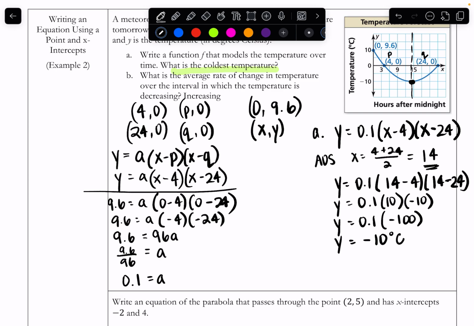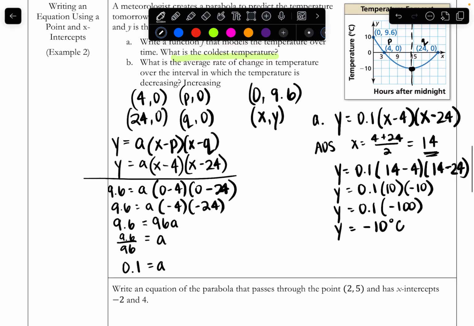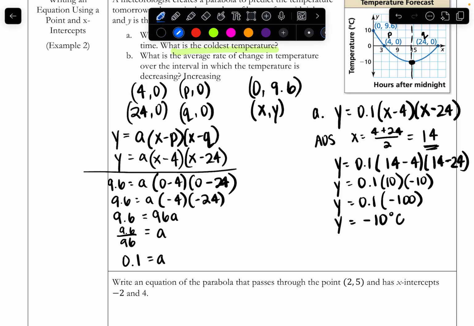Okay, part B, the average rate of change in temperature over the interval in which the temperature is decreasing, and then over the interval that it is increasing. All right, so I'm going to do this in a different color here. B, my average rate of change.